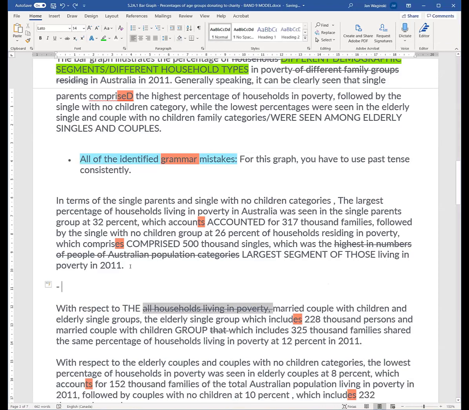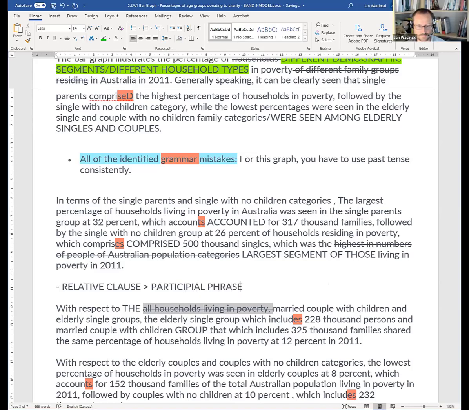Into passive participle. Yeah, it's called participial phrase. Good.